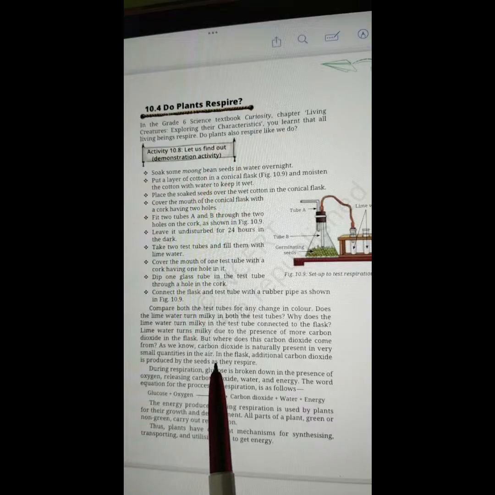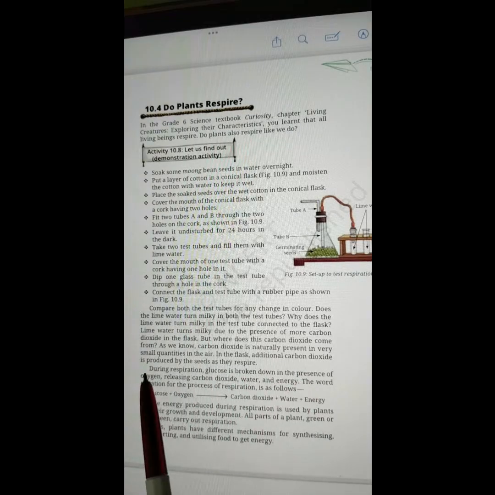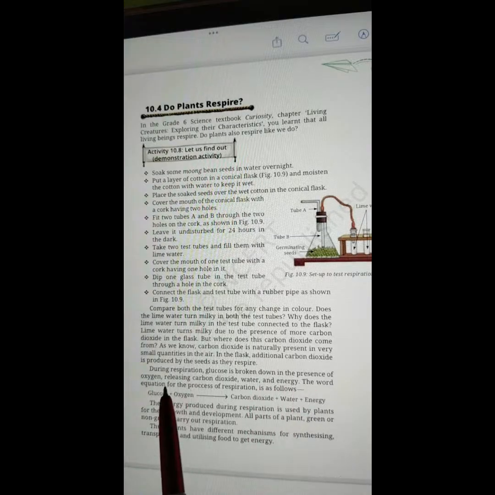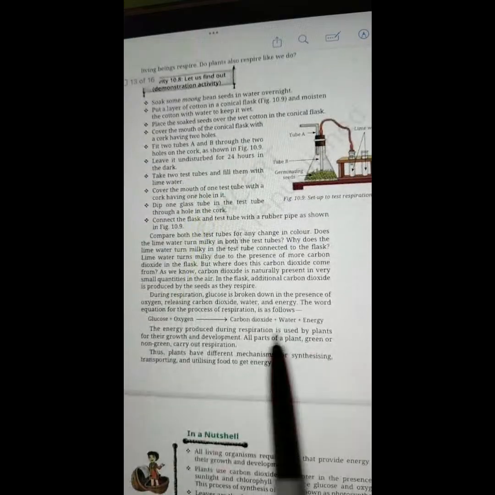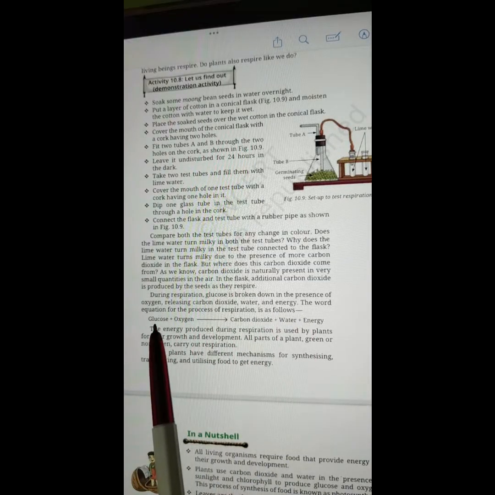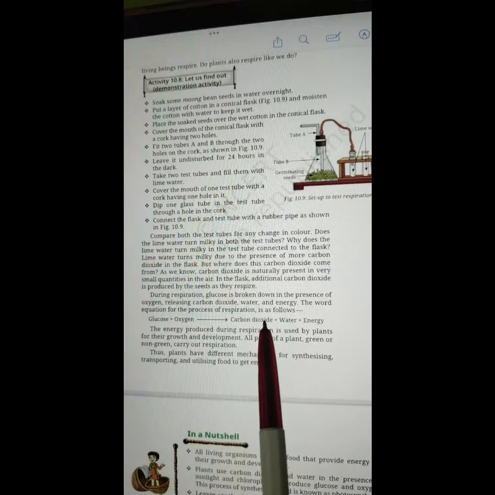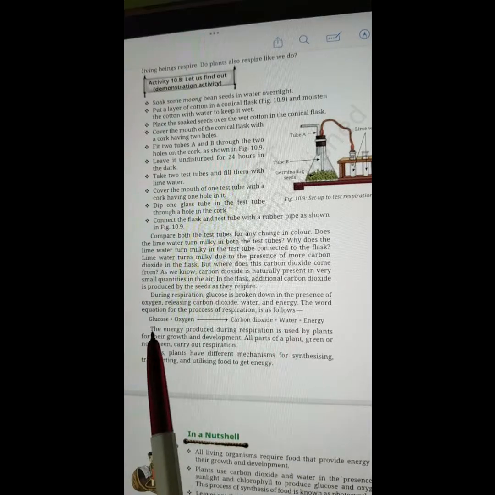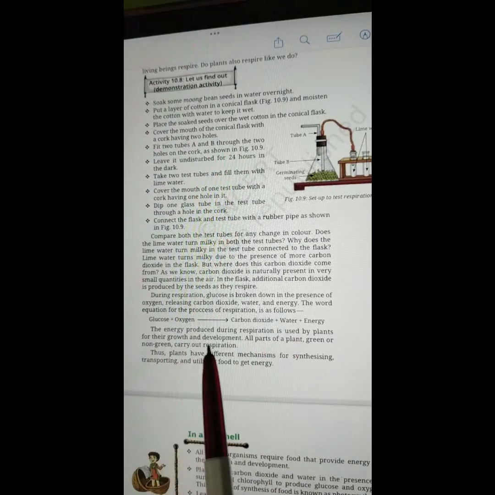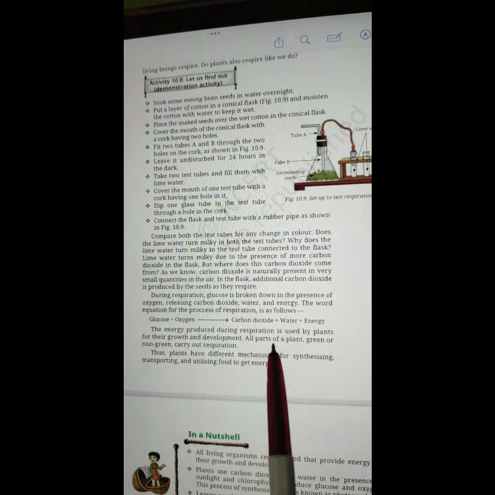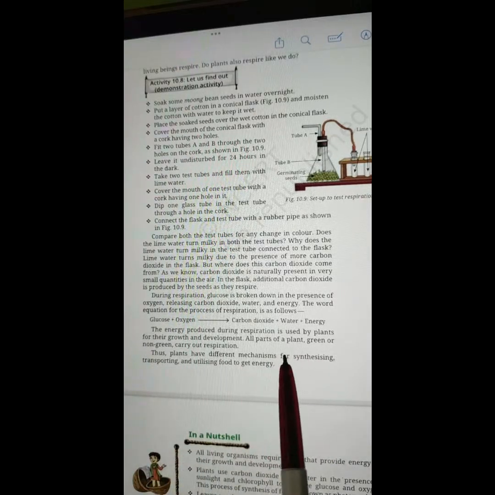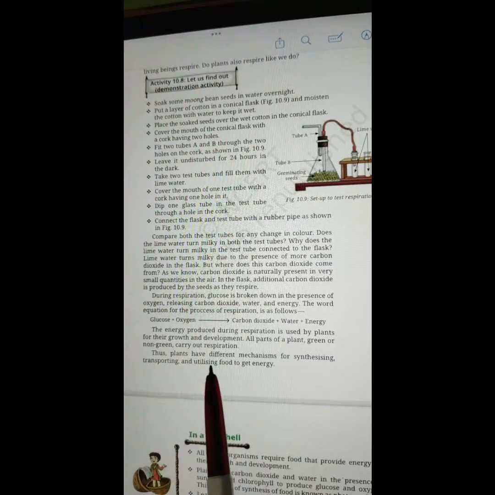As we know, carbon dioxide is naturally present in very small quantities in the air. In the flask, additional carbon dioxide is produced by the seeds as they respire. During respiration, glucose is broken down in the presence of oxygen, releasing carbon dioxide, water, and energy. The word equation for the process of respiration is as follows: glucose plus oxygen gives carbon dioxide plus water plus energy. The energy produced during respiration is used by plants for their growth and development.